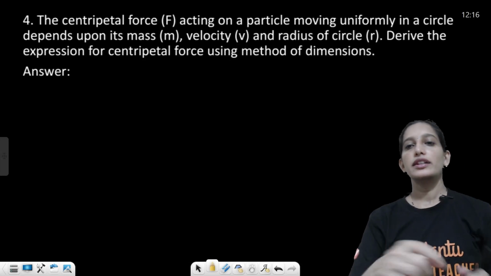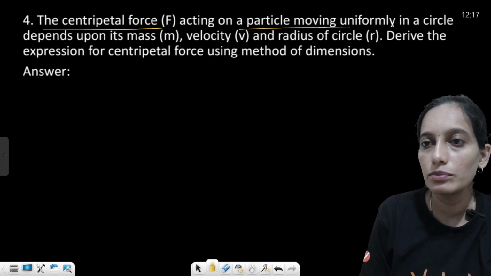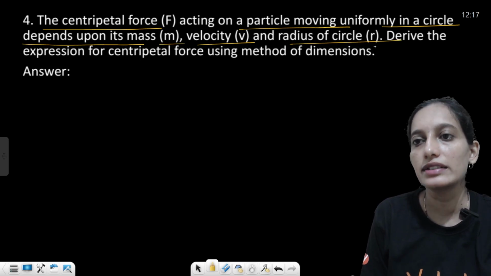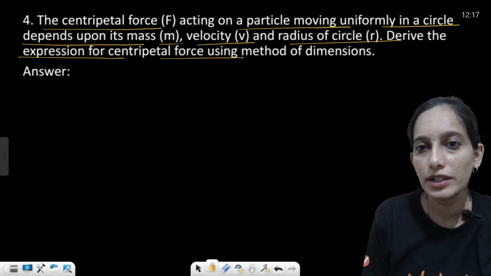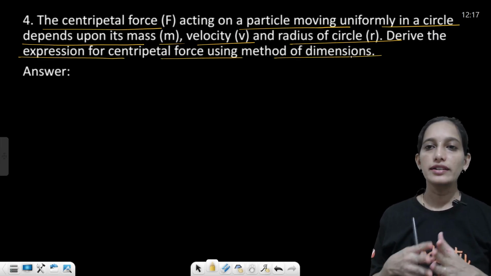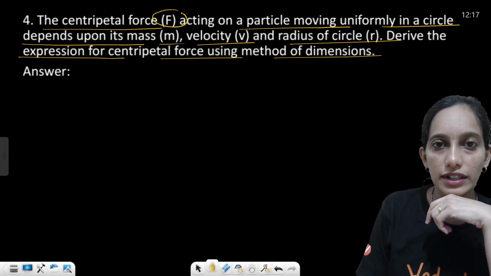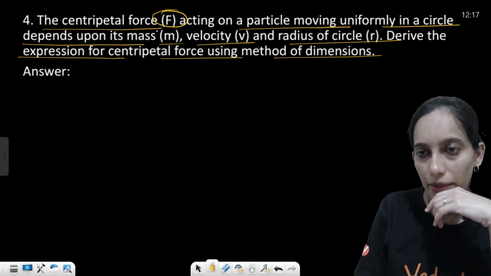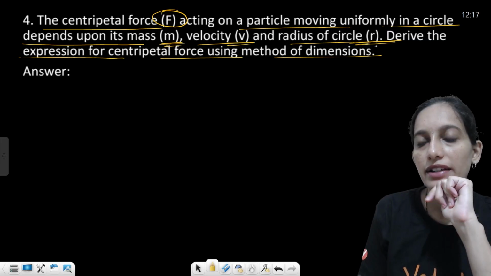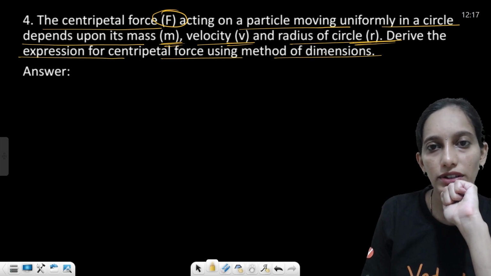Okay, so here is one more question for 3 marks. The centripetal force F acting on a particle moving uniformly in a circle depends upon its mass m, velocity v and radius r. Derive the expression for centripetal force using the method of dimensions. Okay, so again in the dimensional method we have to derive the expression for centripetal force, by assuming it is going to depend on the mass, velocity and radius of the circle. Assuming it depends on m, v, r, we have to obtain the expression for centripetal force.